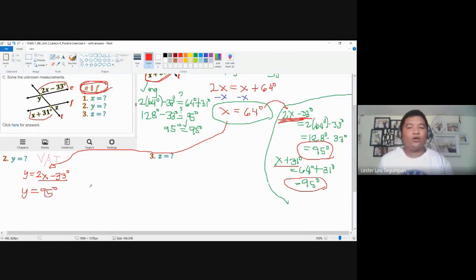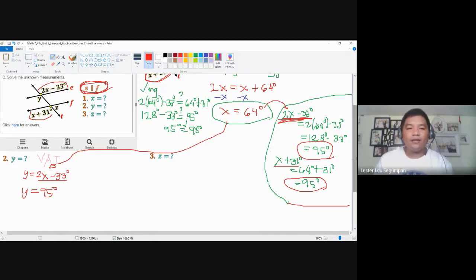No need for a longer process or a longer computation because we already have solved it here earlier as a form of checking for number one, but as a form of help for item number two and probably for item number three. So that is the value for angle y or the variable y in the given figure.